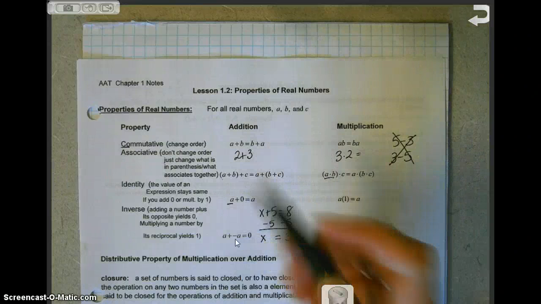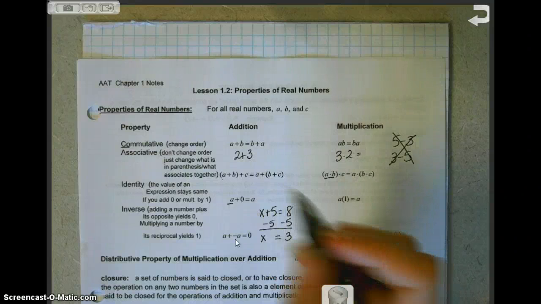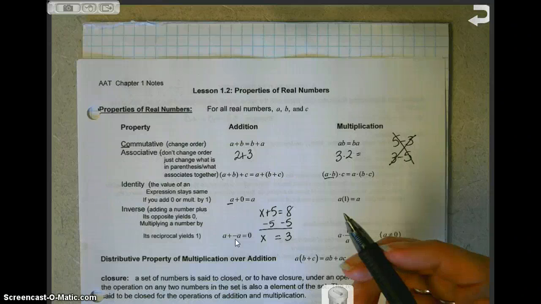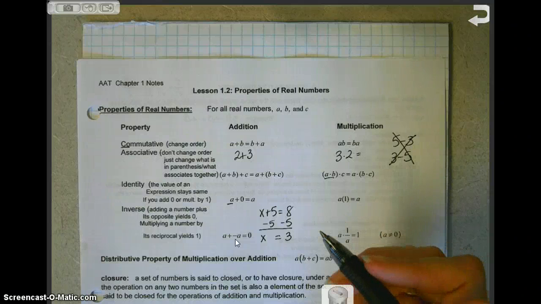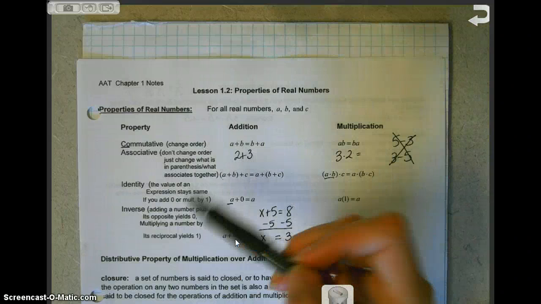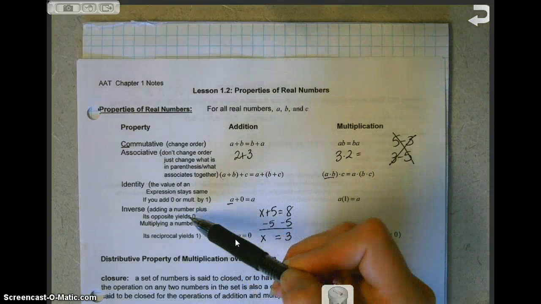But again, say that we've got the number 7. Its additive inverse would be minus 7. If you've got the number negative 20, its additive inverse would be positive 20, because negative 20 plus 20 gives us 0. So again, adding a number plus its opposite yields 0.